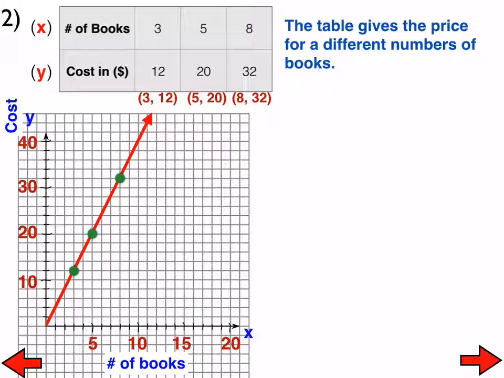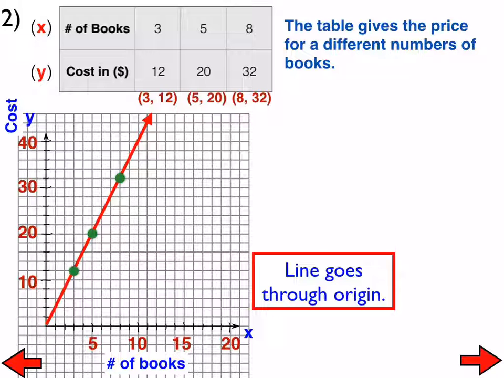So it's a linear relation here, linear graph, and it goes through the origin. So that's further proof that this is a proportional relationship. All right, line goes through the origin.